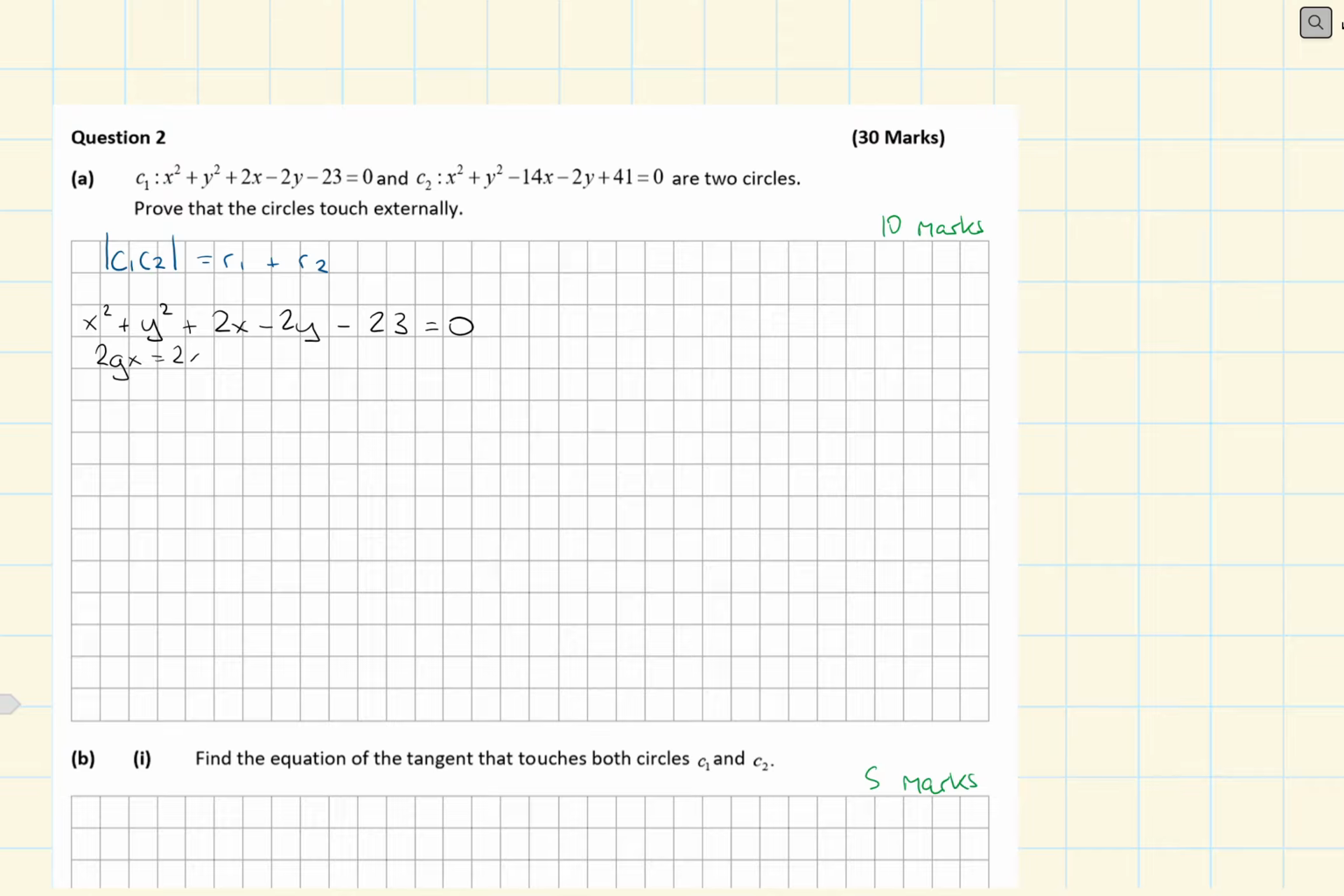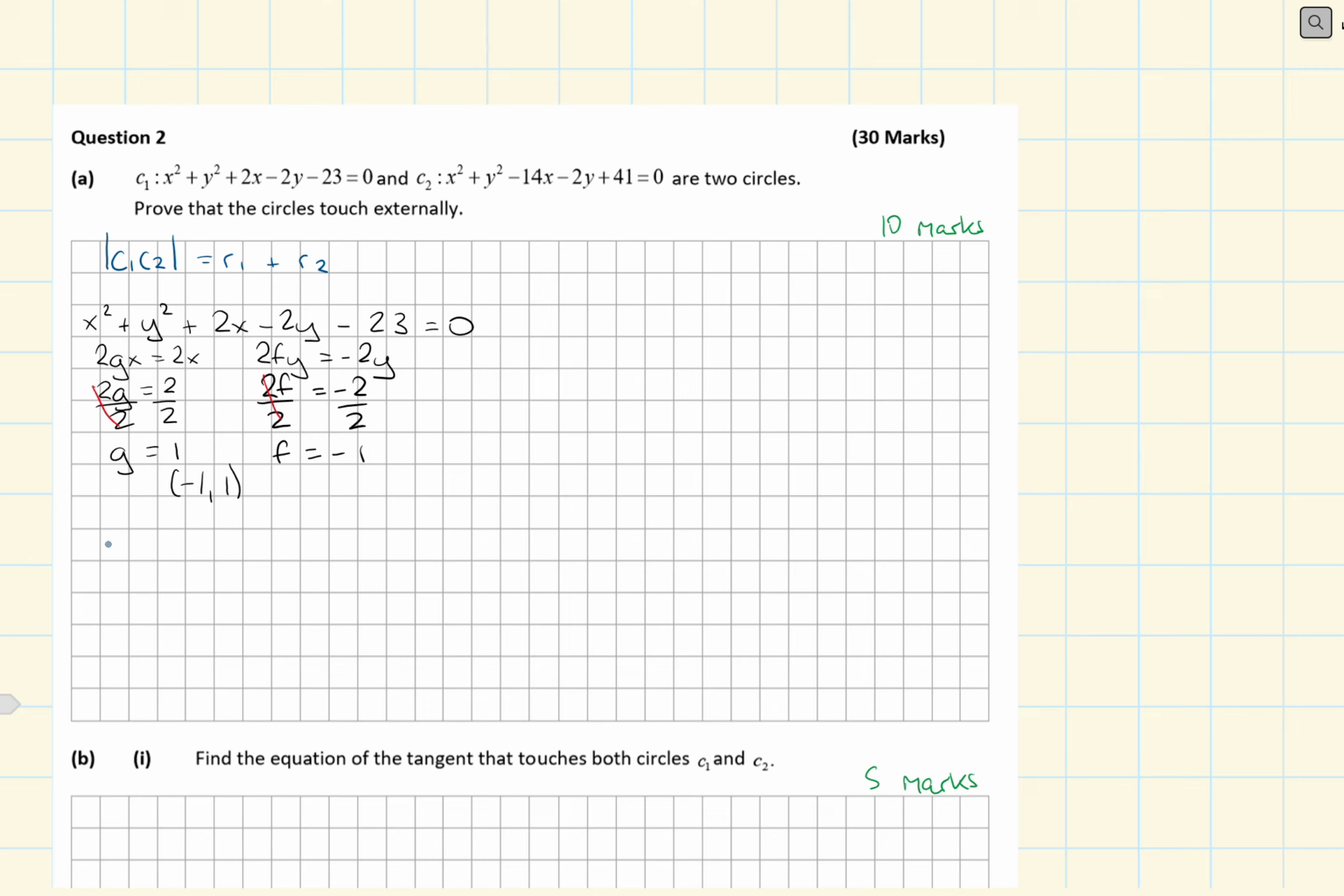2gx equals 2x. 2g is equal to 2, divide across by 2 and we get g equals 1. 2fy equals minus 2y. 2f equals minus 2, divide across by 2 again. So then f equals minus 1. So my center is minus g, minus f, so that'll be 1, 1.